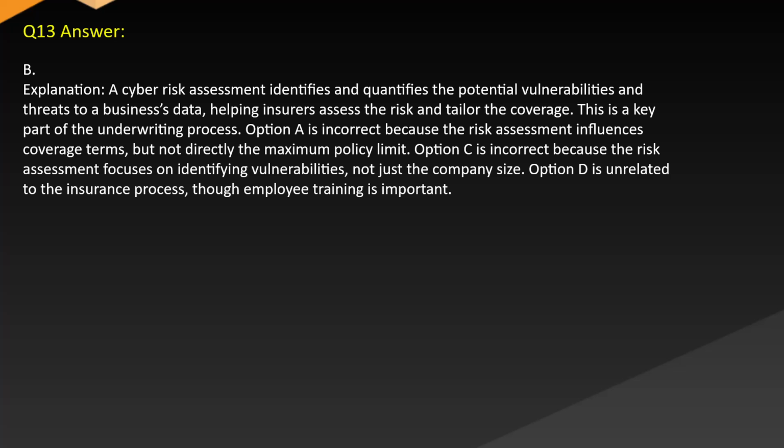Option A is incorrect because the risk assessment influences coverage terms, but not directly the maximum policy limit. Option C is incorrect because the risk assessment focuses on identifying vulnerabilities, not just the company's size. Option D is unrelated to the insurance process, though employee training is important.